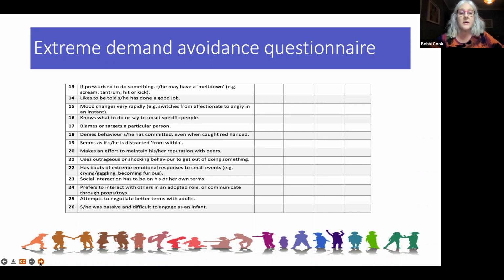Have bouts of extreme emotional responses to small events. Social interaction always has to be on their own terms because it's got to be about what they can manage. They prefer to interact with others in an adopted role. So they can do really well.